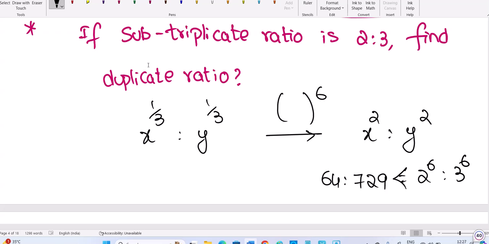If the sub-duplicate ratio is given, how do you find the sub-triplicate ratio? Or they may give sub-duplicate and ask you for sub-triplicate, or the other way around. If you want to answer those types of questions, you should know the basic definitions like this. But in placements so far, they rarely ask questions related to this. That's why I didn't keep these questions in the booklet, but I'm giving you the basic definitions. You can create a lot of questions with this stuff.